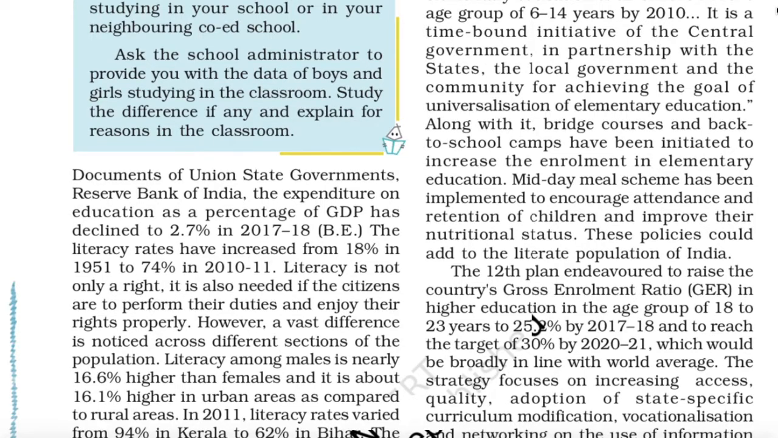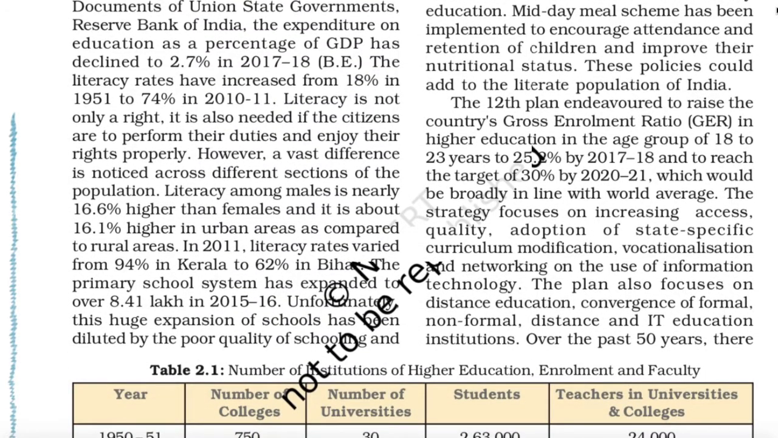Literacy is not only a right, it is also needed if the citizens are to perform their duties and enjoy their rights properly. However, a vast difference is noticed across different sections of the population. Literacy among males is nearly 16.6% higher than females, and it is about 16.1% higher in urban areas as compared to rural areas. In 2011, literacy rates varied from 94% in Kerala to 62% in Bihar.